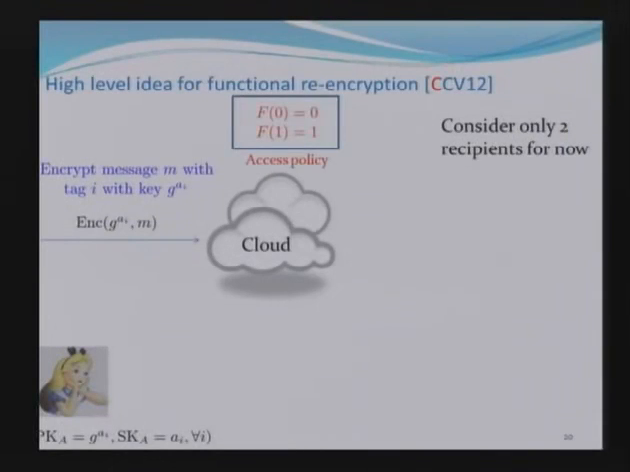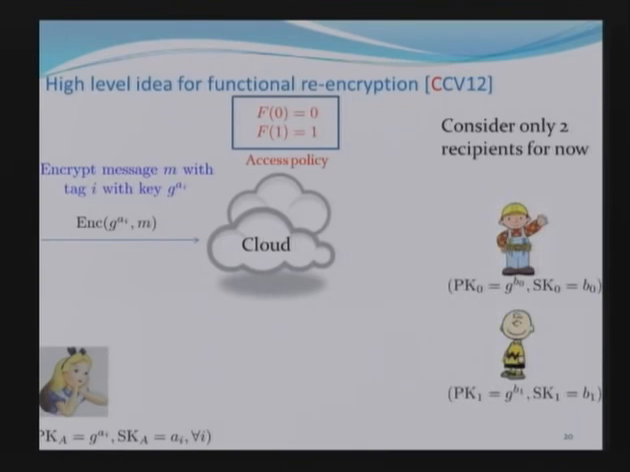Okay? And now let's again assume a very, very simple access policy. I'm not getting into more details here. Let's assume the access policy is simply f of 0 equal to 0, f of 1 equal to 1, meaning if the incoming ciphertext was tagged with tag 0, I want the 0th recipient to be able to read the data. If it's tagged with tag 1, then I want the first recipient to be able to learn the data. So it's a simple access policy that we want to implement.